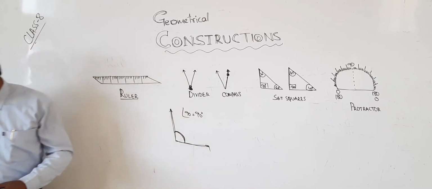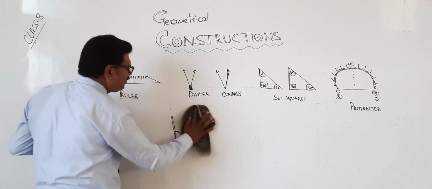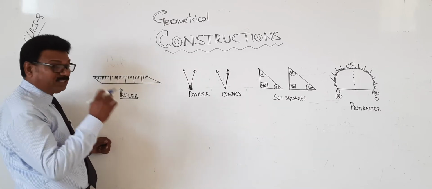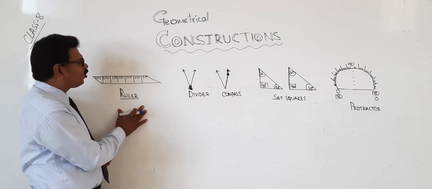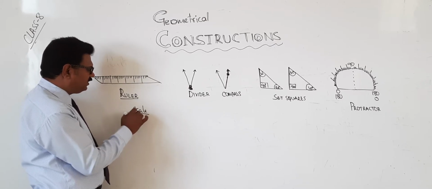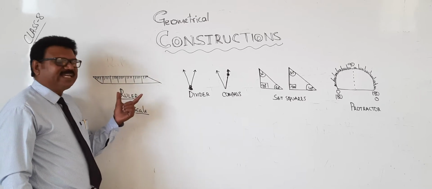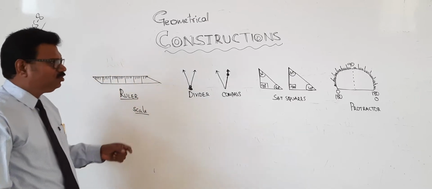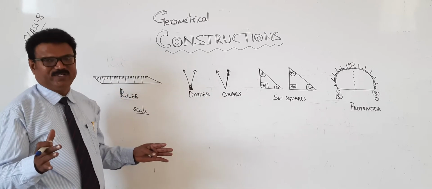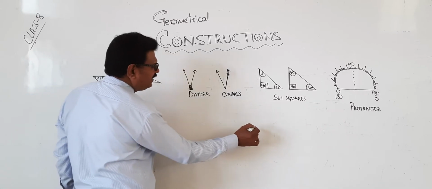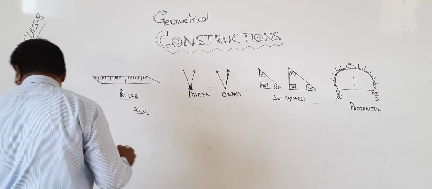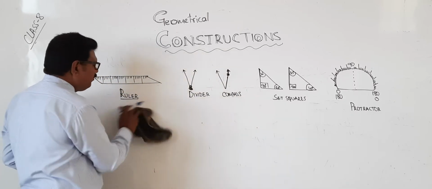Okay? Yes. So before starting the portion, let us know what the instruments in the geometry box are. The first one is the ruler. Ruler is also known as scale. Why will the scale be used? It is used to join 2 points or to draw a line segment. For example, here one point is there, here one point. If you put the scale, you can join these 2 points. For that purpose the ruler is used.